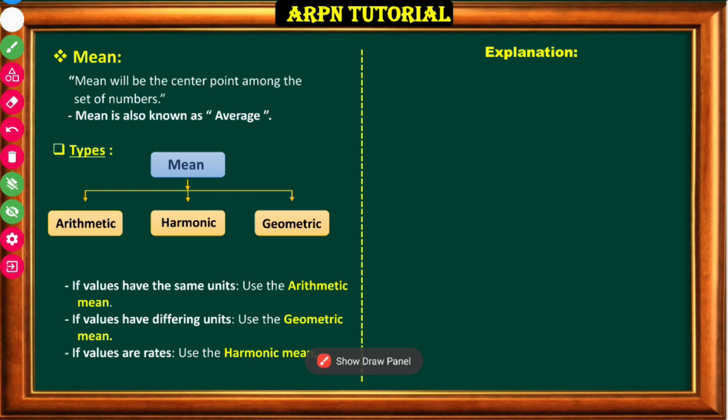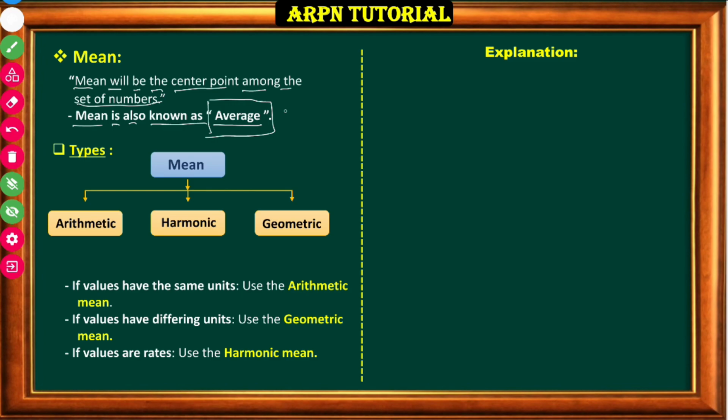So what is the mean? The mean is the center point among a set of numbers. Mean is also known as average. This is a very famous word, average. If you want to find the average in a real-time example in academics, we call it the aggregate percentage, aggregate percentile, you know. So that is the average. Okay, how to calculate that?